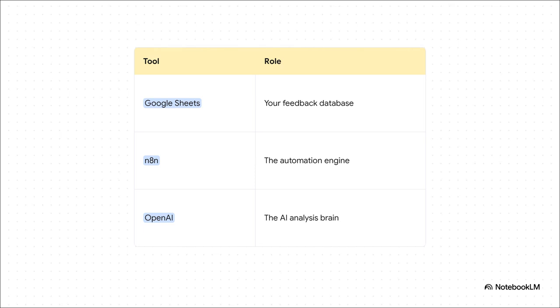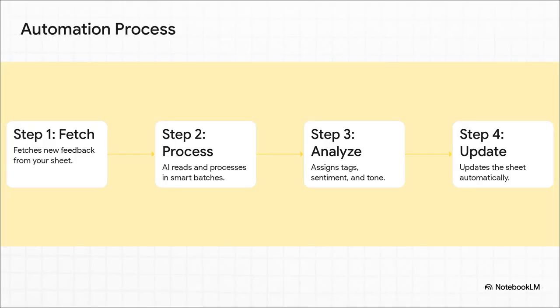It's really built on just 3 key pieces. You start with Google Sheets, something most of us use anyway, and that's your home base for all the feedback. Then you have n8n, which is like the automation engine, the conductor of this whole orchestra. And finally, you have OpenAI, which is the powerful AI brain that does all the smart analysis. The process itself is just beautiful in its simplicity. It happens in 4 main stages.